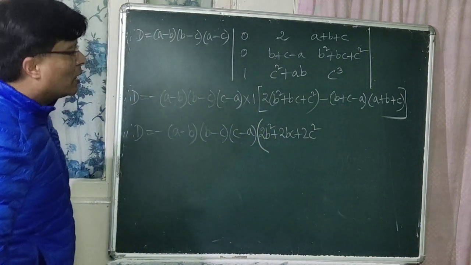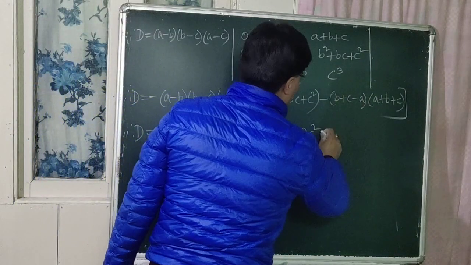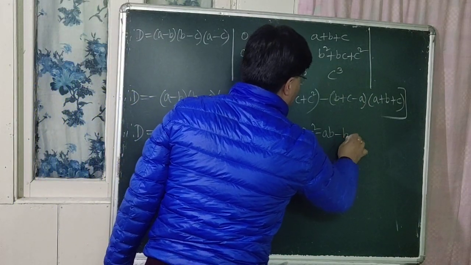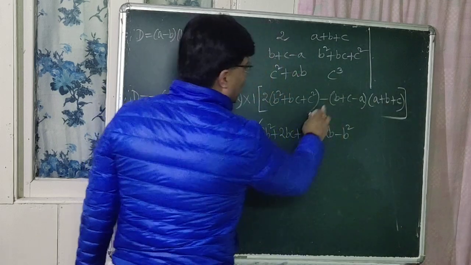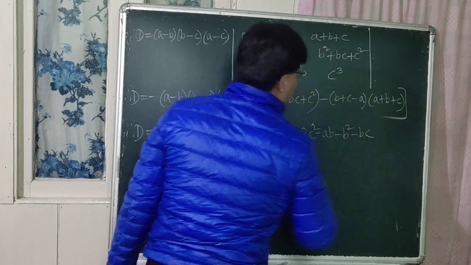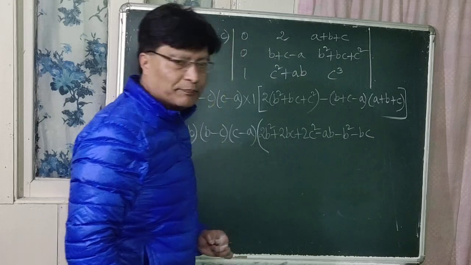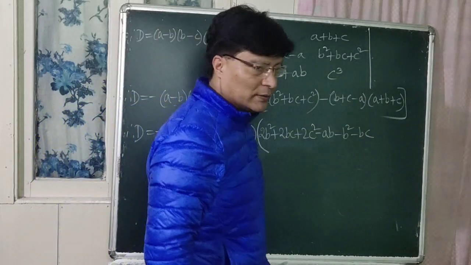ठीक छ? अब त्यो दुईटा फ्याक्टोरियल मल्टिप्लाई गरौँ. minus ab minus b square. ठीक छ? minus bc, you know how to simplify it. अब अटेन हामी तल लेख्छौँ ल. किनभने there is no space out there. Okay?